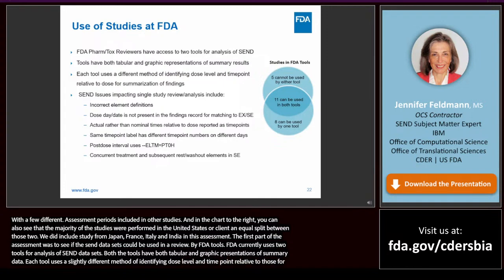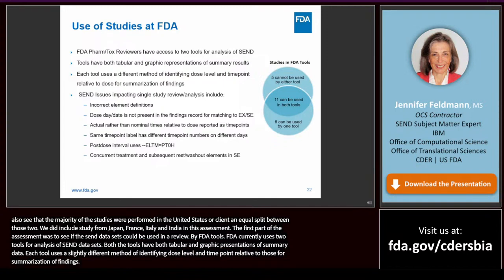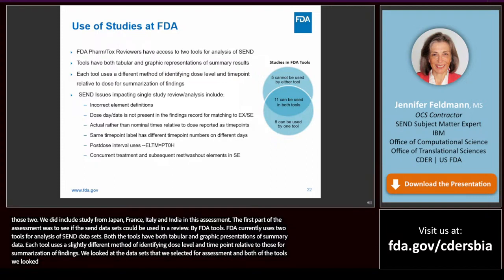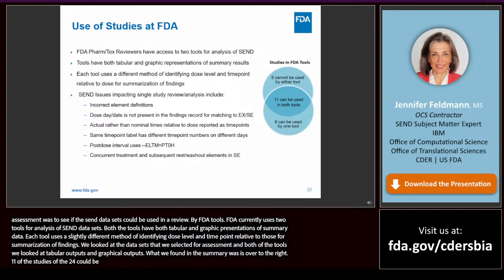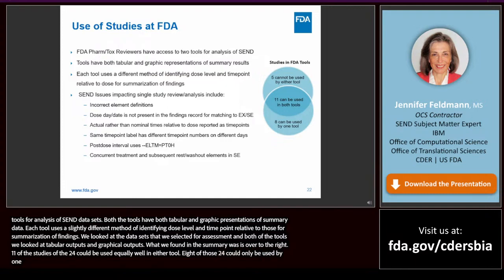So we looked at the data sets that we selected for assessment. In both of the tools, we looked at tabular outputs and graphical outputs. And what we found, the summary is over to the right. 11 of the 24 studies could be used equally well in either tool. 8 of those 24 could only be used by one tool or another, and 5 of the studies couldn't be used in either tool.